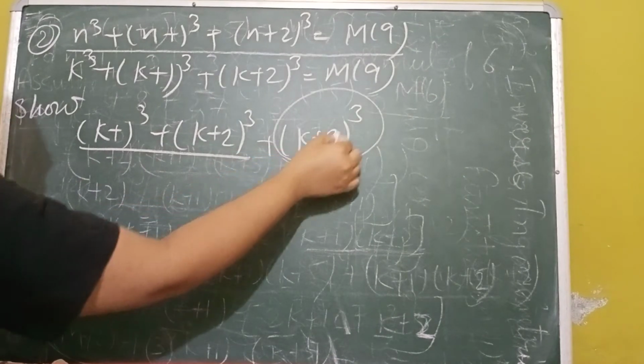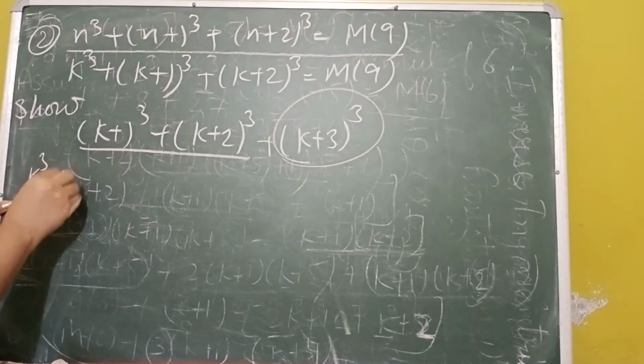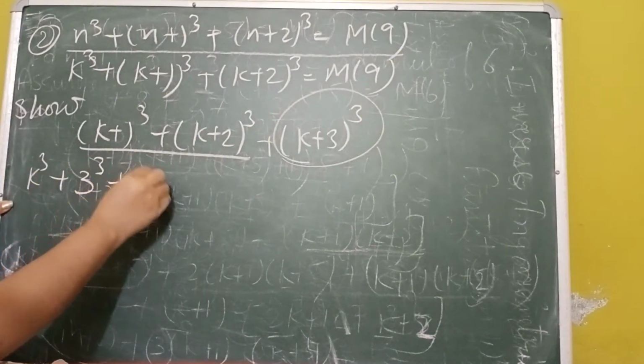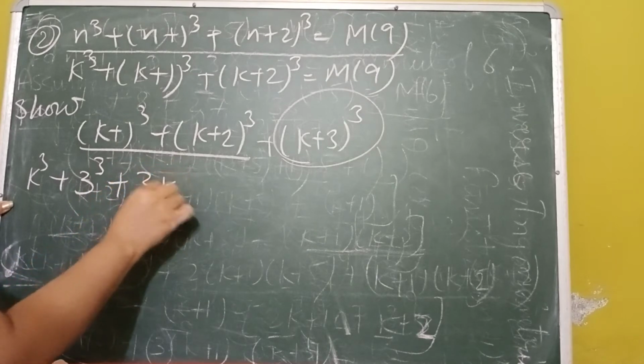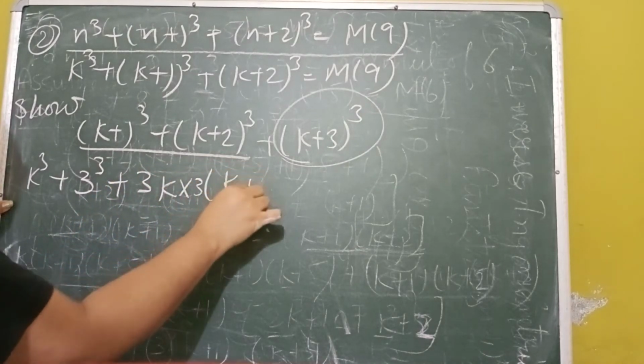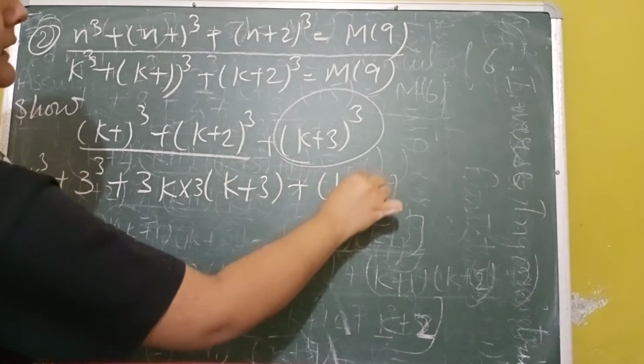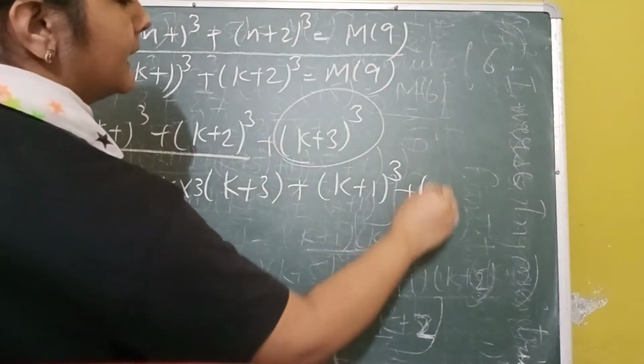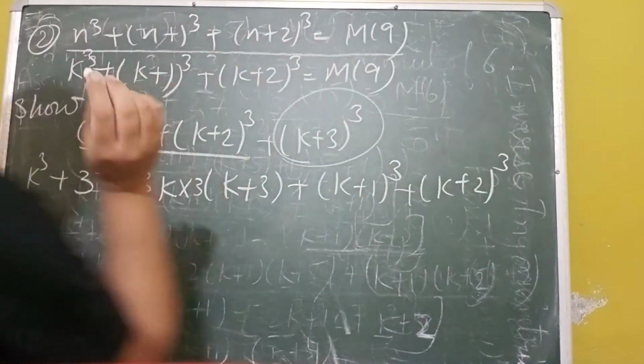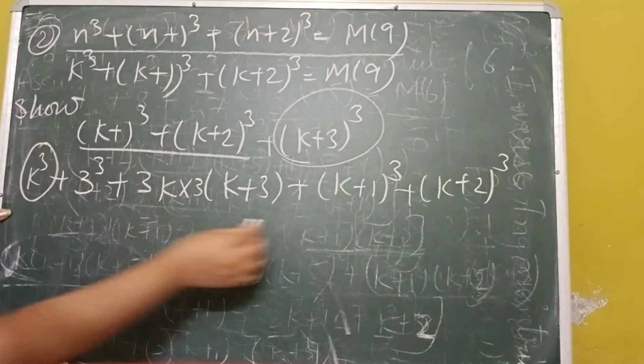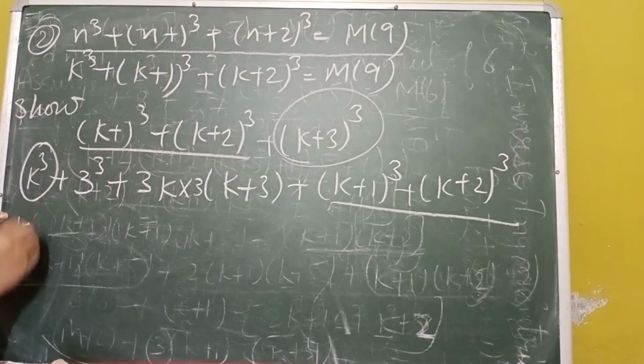So the formula for (k+3) whole cube is (a+b) cube, that is a cube plus b cube plus 3ab(a+b), with k plus 1 whole cube and k plus 2 whole cube. What we are going to do is take this k cube and these two terms before.